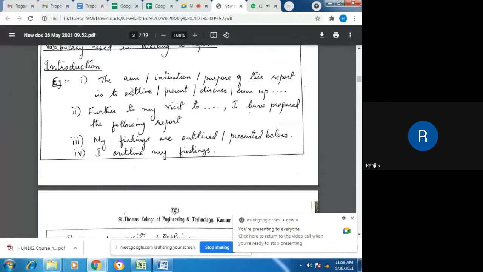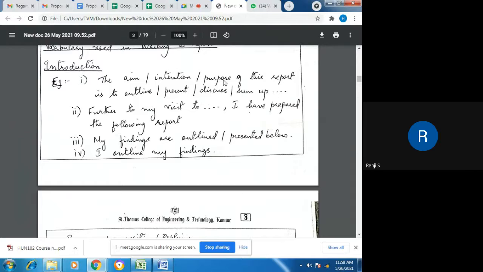So you can start that sentence like this: the aim, or you can write the intention, or even replace it with the purpose of this report is to. Instead of aim, you can use intention or purpose, etc. Any word, depending on your vocabulary, you can use. I had given three samples. The aim or the intention of this report is to outline, or present, or discuss, or to sum up. These are the words that you can use.